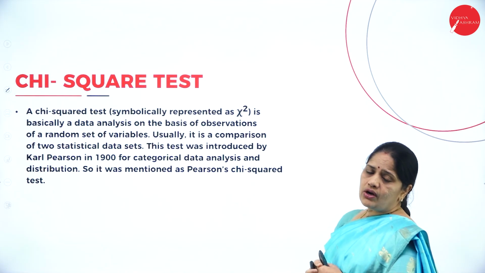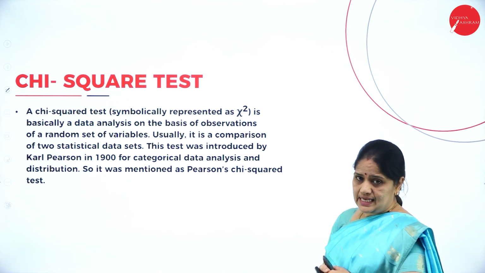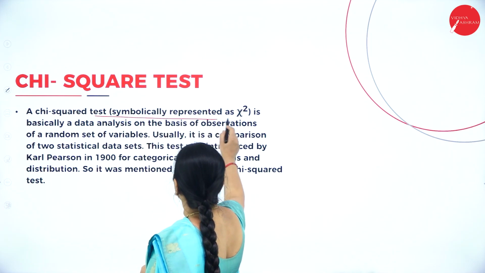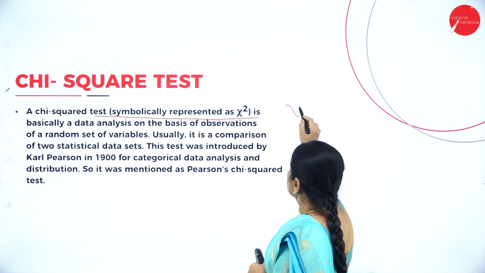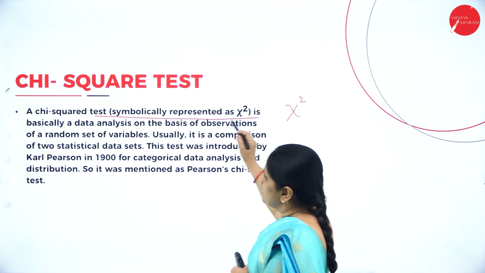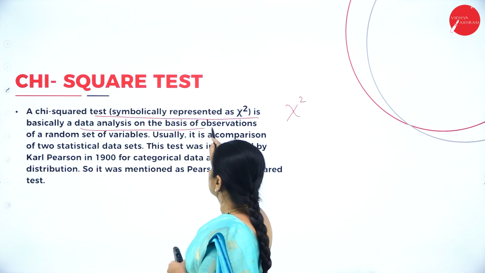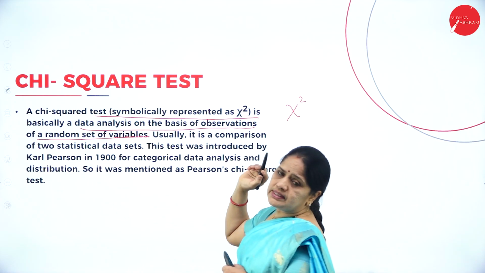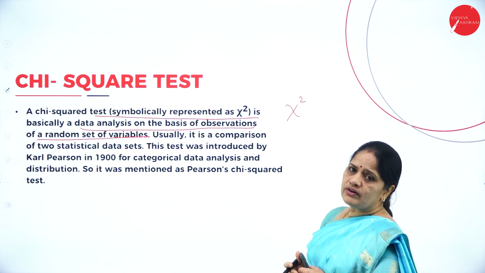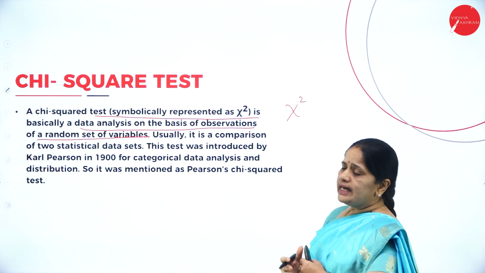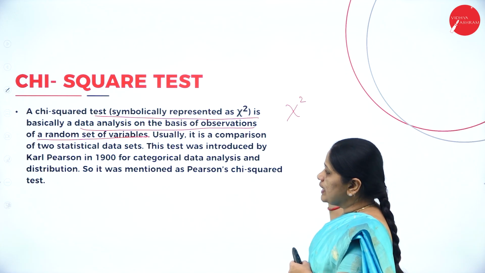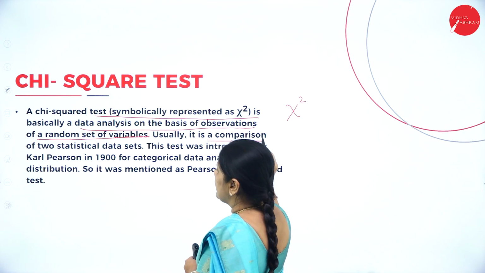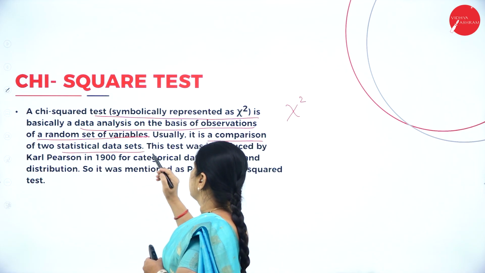Then the next concept is the chi-square test. Now, what is this chi-square test? A chi-square test is symbolically represented as χ². It is basically a data analysis on the basis of observations of a random set of variables. When there is a random set of variables, it will do the data analysis on the basis of observations of a random set of variables. Usually, it is a comparison of 2 statistical data sets.